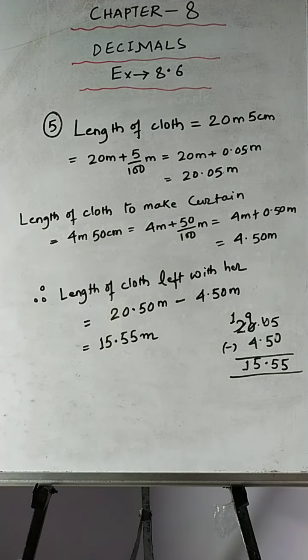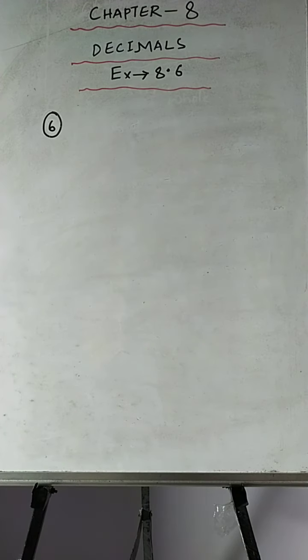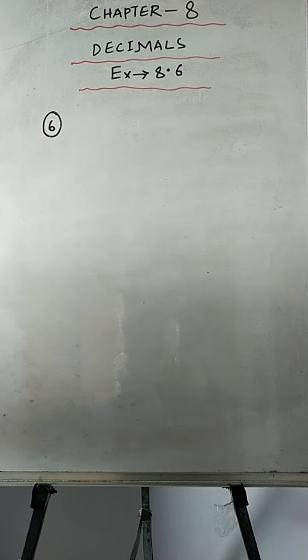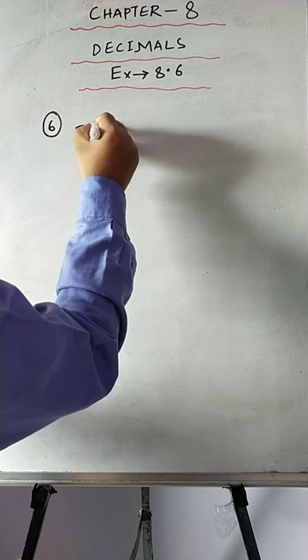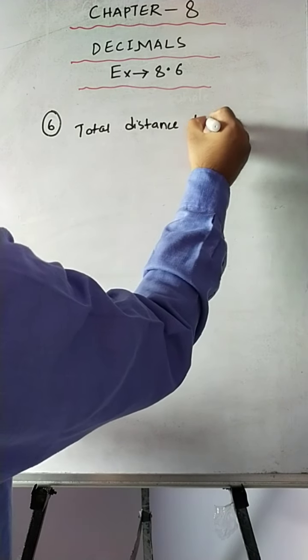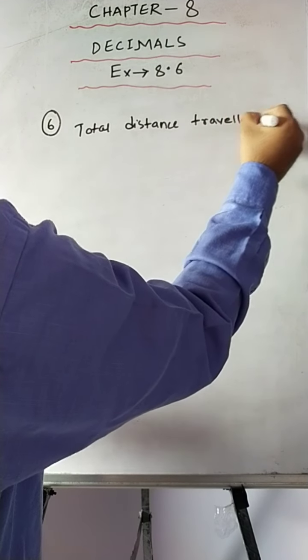Okay students, now let's move on to question number 6. Question number 6 is also very easy. That is, Namita travels 20 kilometer 50 meter every day, students. Out of this distance she travels 10 kilometer 200 meter by bus and the rest she travels by auto. Now we have to find out the distance she travels by auto. But before that we'll write the total distance traveled by Namita.